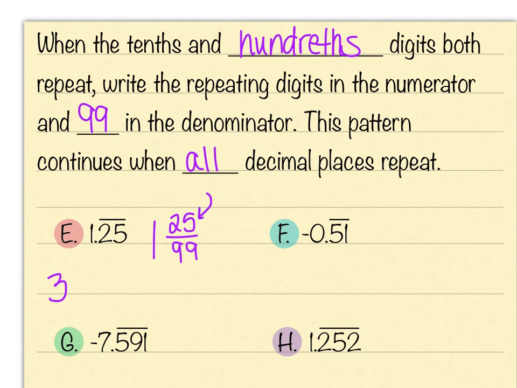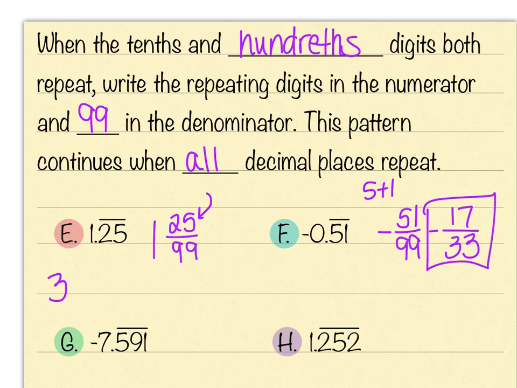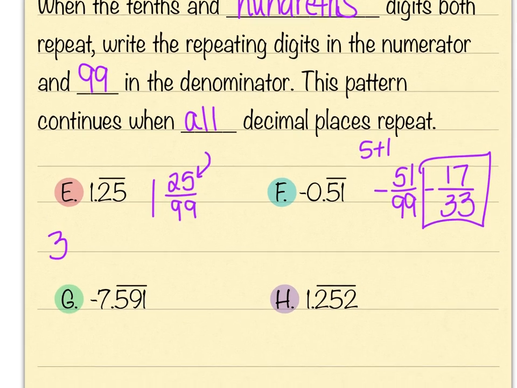For example F, we've got -51 over 99. This one is going to reduce because 5 plus 1 is 6. So 3 will go into 51. It's just a matter of figuring out how many times it will. So it actually goes in 17 times. And then 3 goes into 99 33 times. So we get this reduced fraction of -17 over 33. Remember, we're reducing our fractions.